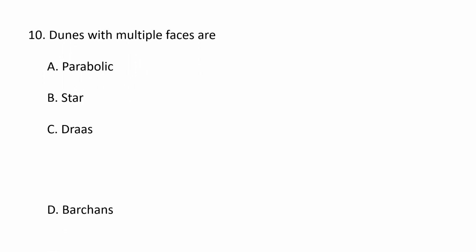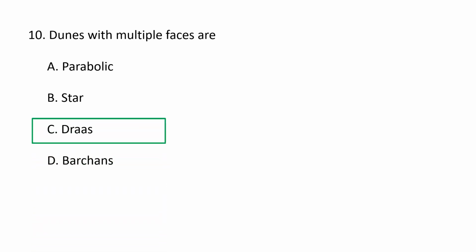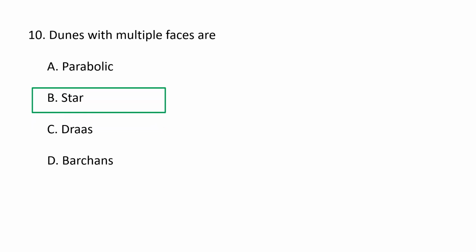Dunes with multiple faces are: A. Parabolic, B. Star, C. Draa, and D. Barchans. So the correct dunes with multiple faces are known as star dunes. Star dunes or pyramid dunes are named after their distinctive shapes, and they reach hundreds of meters in height. They are found in Africa, Asia, North America, and also have been spotted on Mars and Saturn's large moon. It's known as Titan.